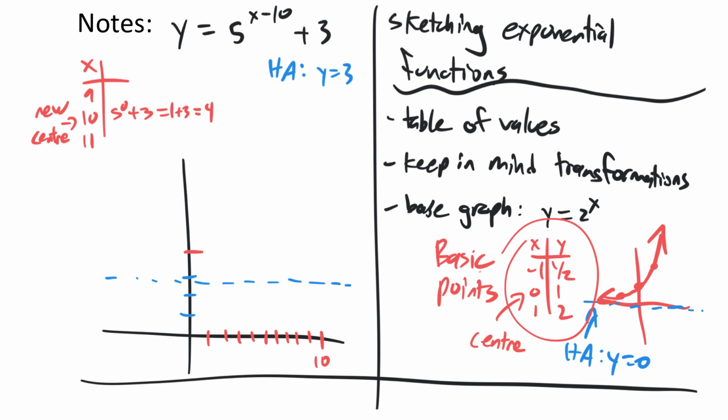So 10 and 4. Then when you do 11, you get 5 to the 11 minus 10 plus 3, which is just 5 to the 1 plus 3, so 8. So over at 11, we've got 4, 5, 6, 7, 8. And then at 9, well, we're going to have 5 to the negative 1 plus 3, so 1/5 plus 3. Oh, that's gross. 16/5, I guess. So just a little bit above 3. And there's our graph.